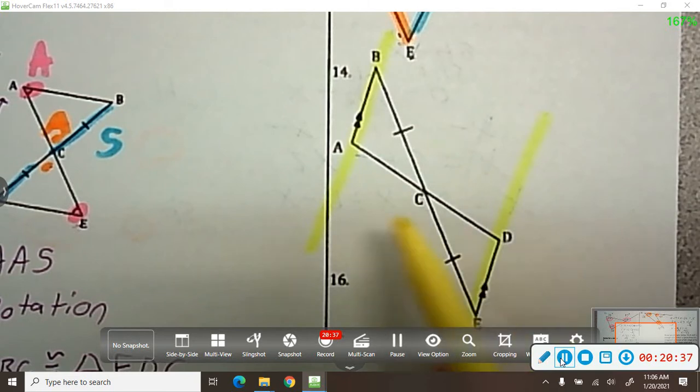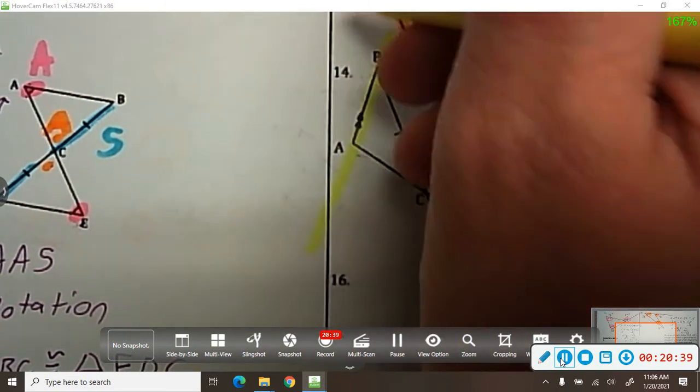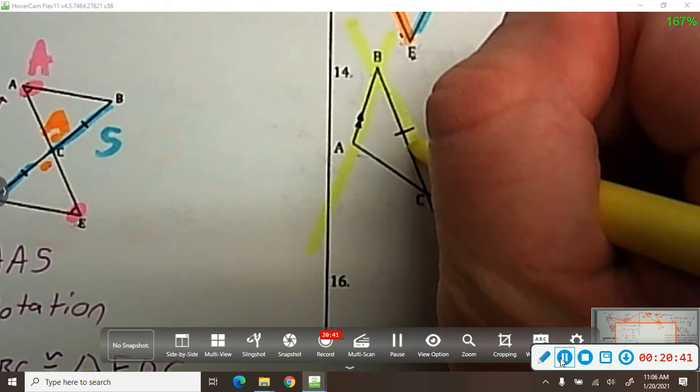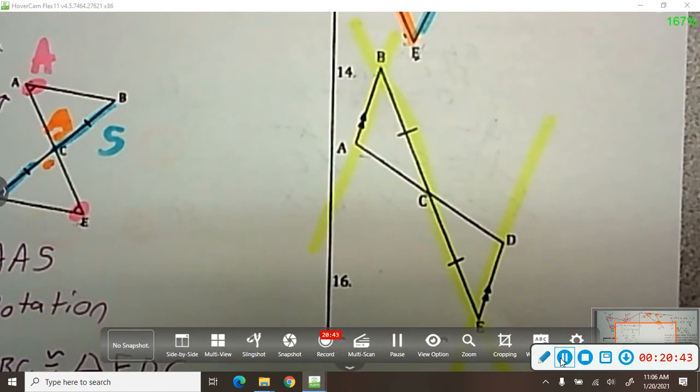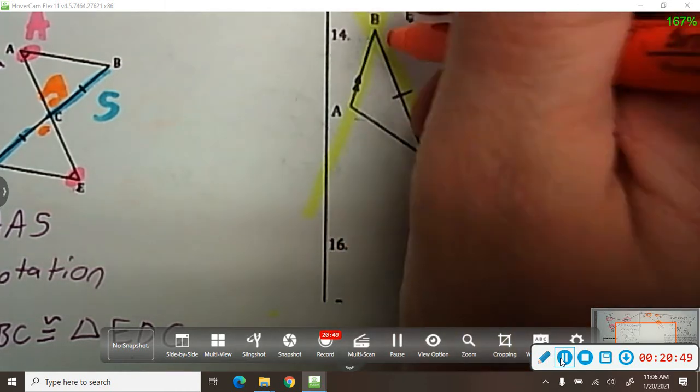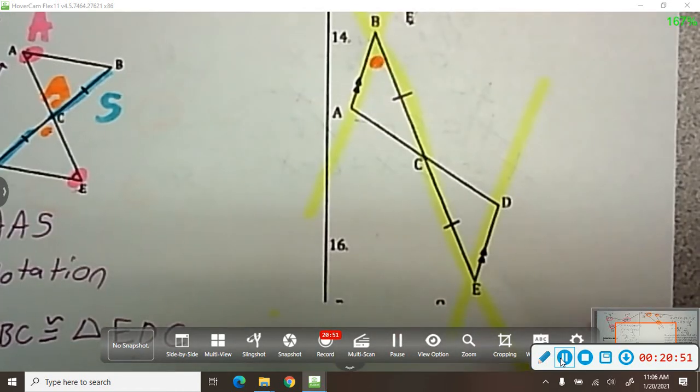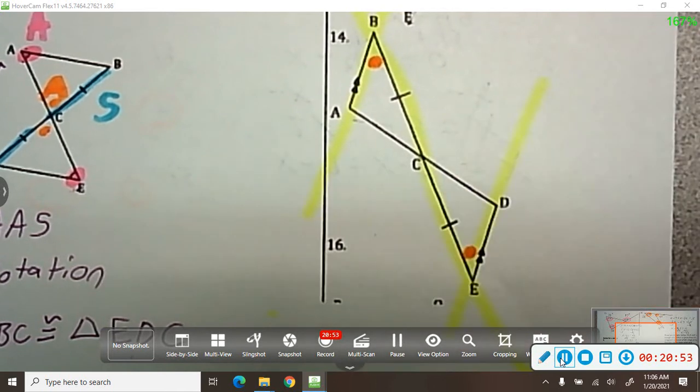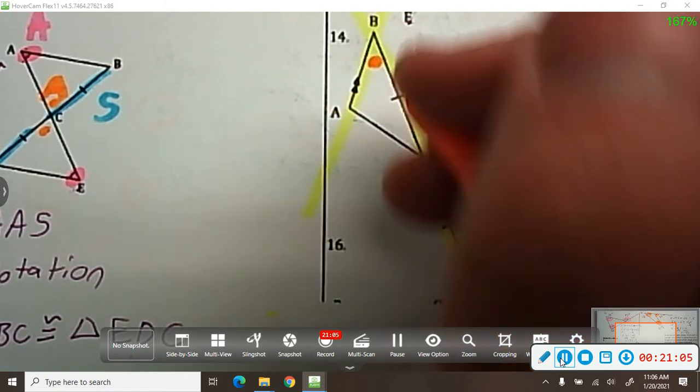How do I know that? By the symbol. And then this would be the transversal. And so we know that this angle is congruent to this angle. We would only know that because they're two parallel lines cut by a transversal. And if I had to do a proof, I would say we know those are congruent because they are alternate interior angles. So there's my A.